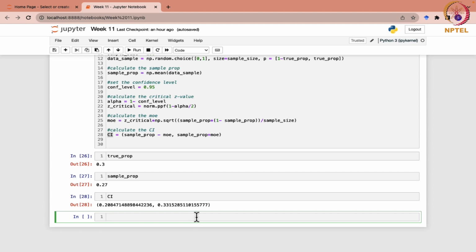So this basically completes your week 11, and in the next week we are going to learn about 2 sample problems. We are going to see how to obtain the confidence interval in that case, and we are also going to learn about the concept of bootstrapping.